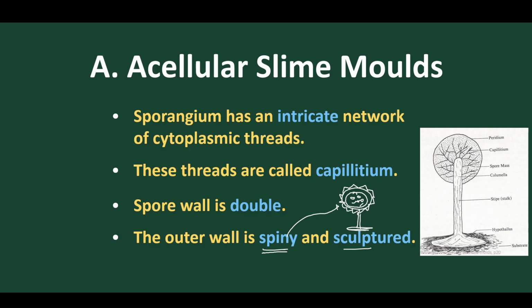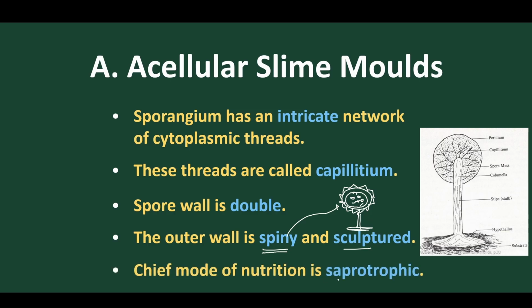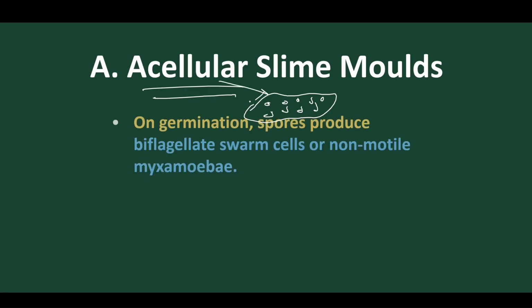This is the structure. And the chief mode of nutrition is saprotrophic, meaning as they are decomposers, they have a saprotrophic mode of nutrition. And they don't have a cell body because the body is a multinucleated plasmodium. So it is a multinucleated structure, so we call them acellular. On germination, the spores give rise to biflagellated swarm cells or non-motile myxamoebae.